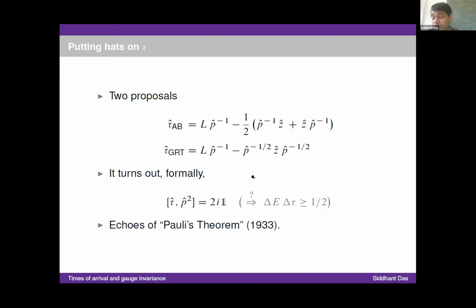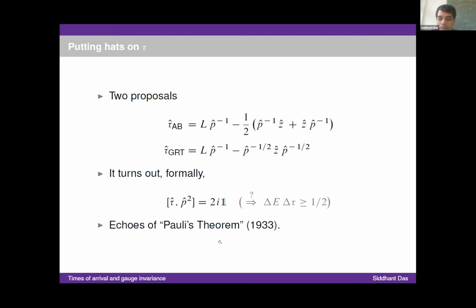In any case, these operators had one interesting feature which led to much interest in them, namely that for the free Hamiltonian, which is P squared over 2m, these operators commute with the free Hamiltonian in the way you would expect a time operator and a Hamiltonian to commute. And this suggested that there might be a possibility of an energy-time uncertainty relation. I will say more about this in the next slides.